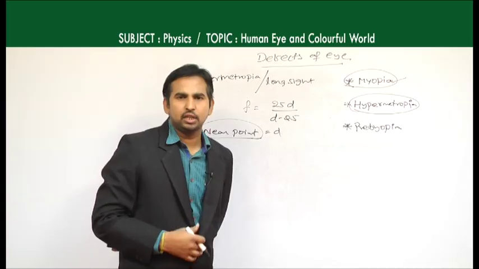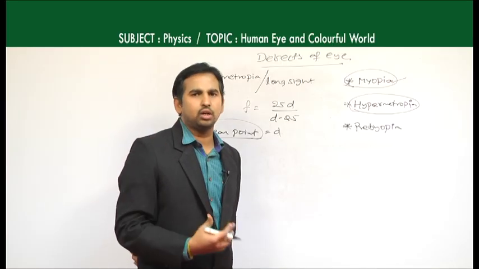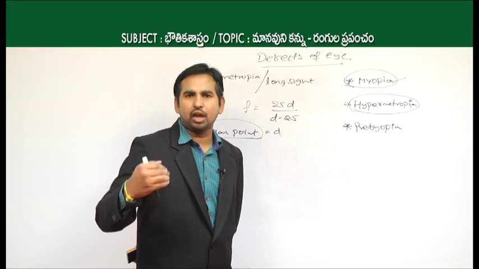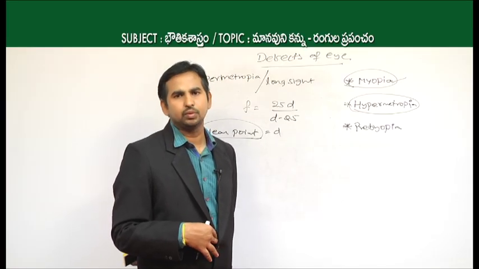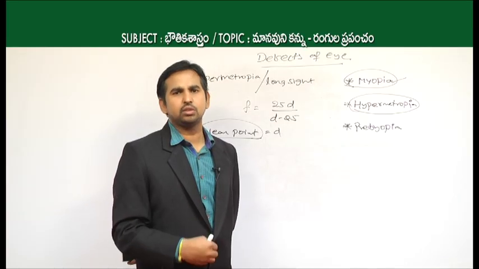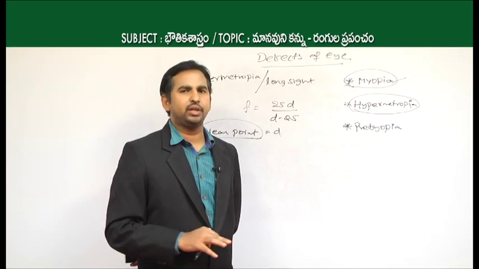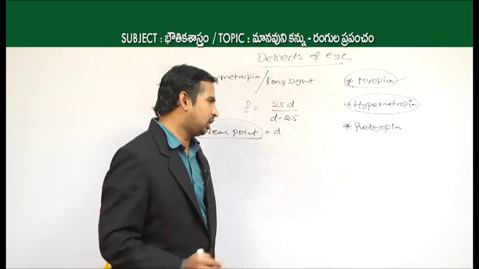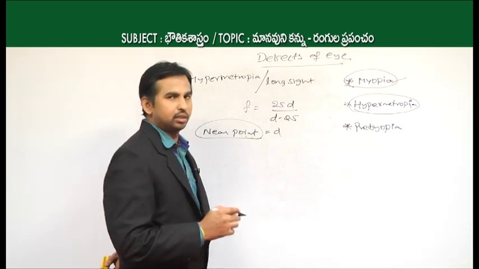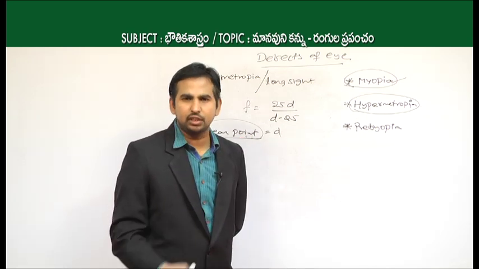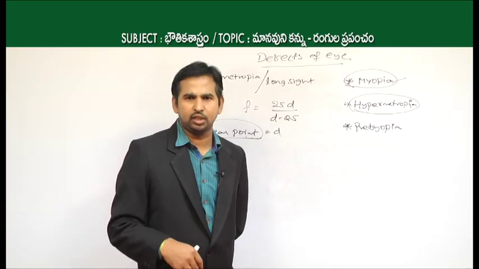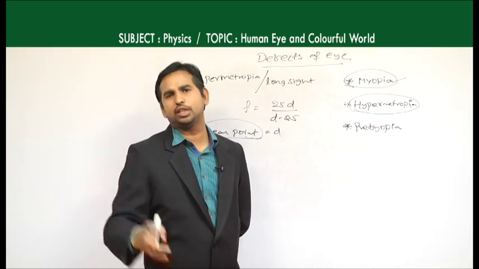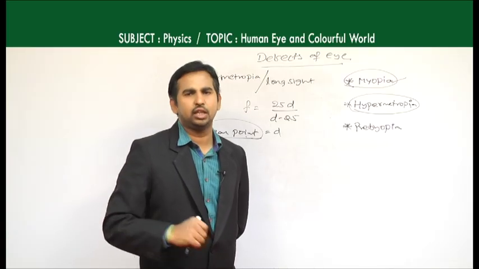As I said, we can see distant objects clearly if we have long-sightedness. For that, we have to take some minimum distance, so that the hypermetropia-defected eye can see objects very clearly. That minimum distance we call the near point. If the person has hypermetropia, any object placed at the near point or after it, they can see very clearly.